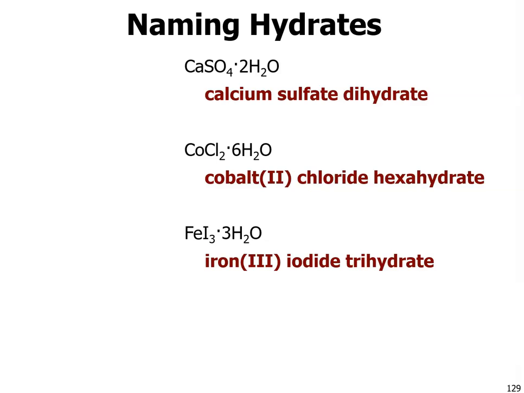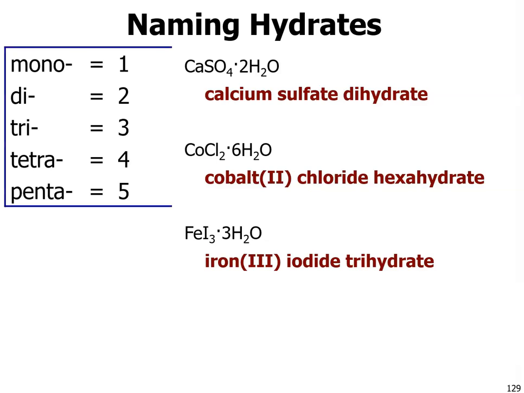So now I want to talk about naming hydrates briefly and quickly. These Greek prefixes, we've talked about mono, di, tri, tetra, penta. This is calcium sulfate dihydrate, cobalt chloride hexahydrate. So basically, typically these Greek naming prefixes are used for how many of those water molecules are associated.